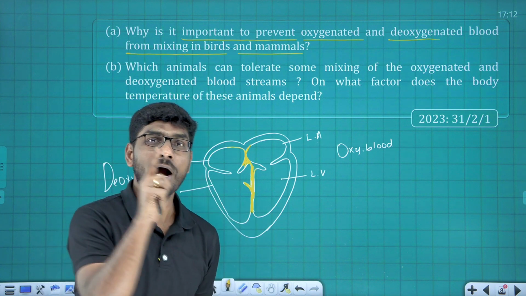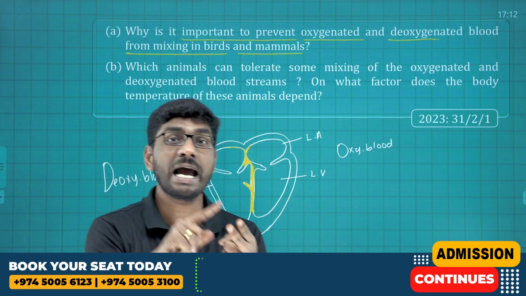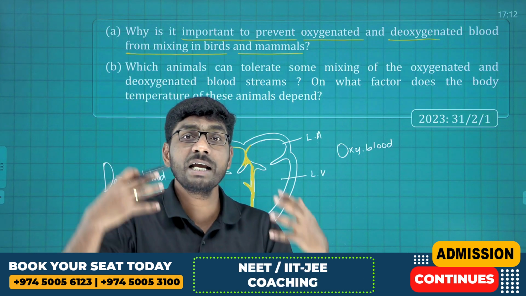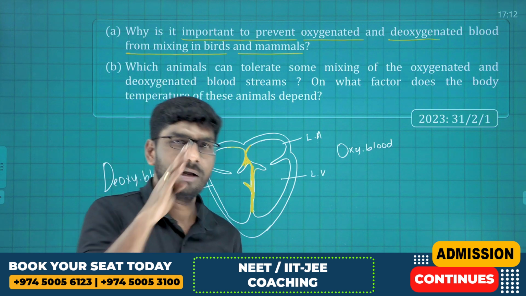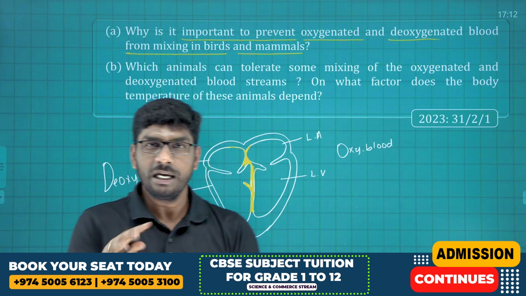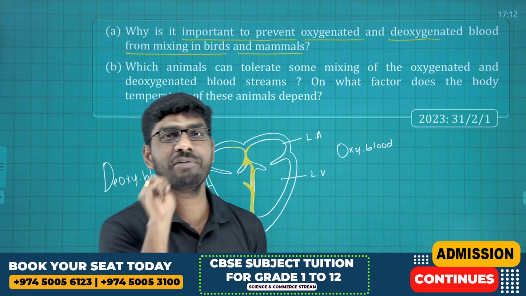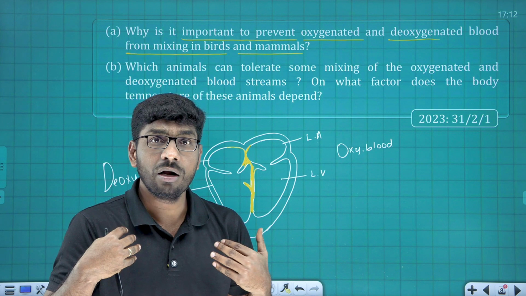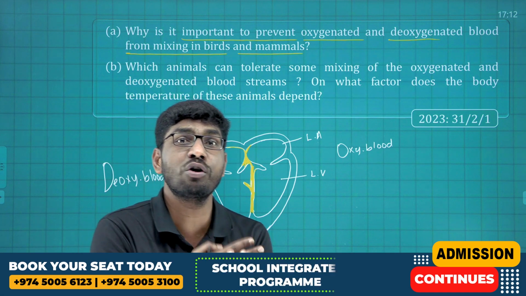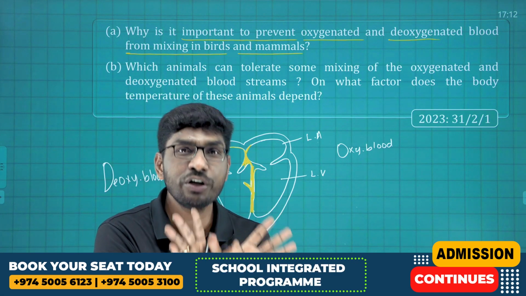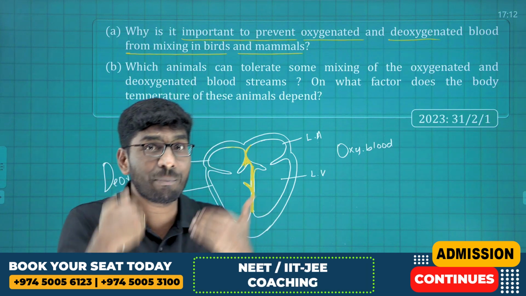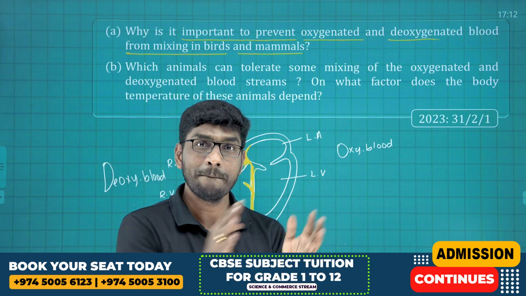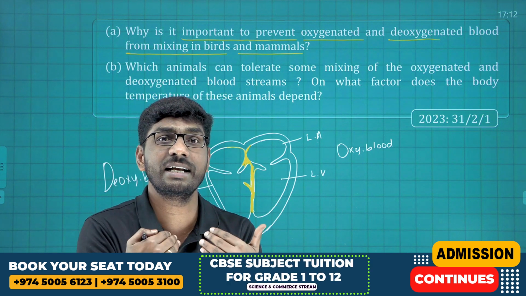So why? Carefully listen. Birds and mammals are homeothermic animals. That means they maintain their internal body temperature. Let me explain with a simple example. In this class, the AC temperature is 25 degrees Celsius, but my body temperature is 37. In mammals, we constantly maintain internal body temperature. We do not change our body temperature according to the environment temperature. You got my point? Birds and mammals always maintain the internal temperature.